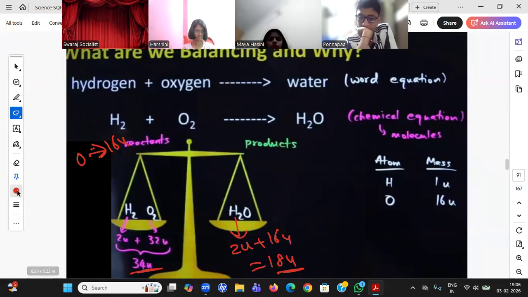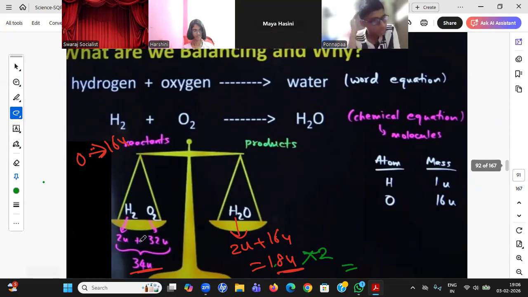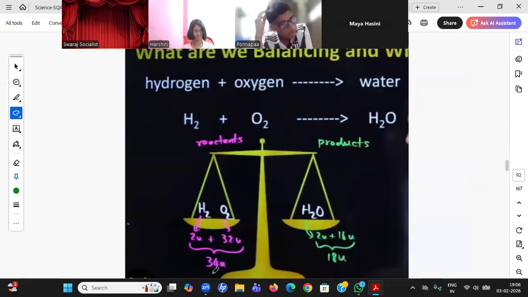So what should I do? I'll say, sir, please multiply by 2, so that 18 into 2 will be 36, and this is 34. Right? One second, 2H2 will come, okay? So obviously, student, here 36 and 34, it is still not balanced. So what you should do? You should again multiply with this 2. So this will be 2, 34 plus 2, 36 here, 18 into 2, 36 here. Like that, you need to balance.